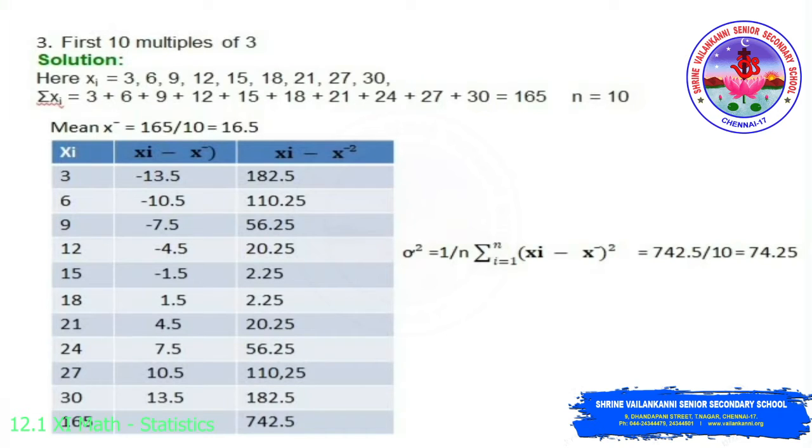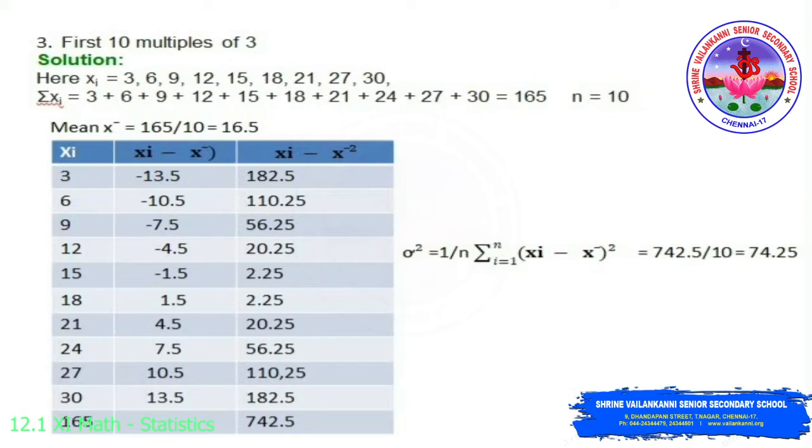165. So to find mean x bar, which is equal to sigma xi by n, which is 165 by 10, which is equal to 16.5. Now we are going to find variance using this formula, sigma square equal to 1 by n, summation i equal to 1 to n, xi minus x bar whole square. Otherwise you can use the previous formula which I used in question number 1. So here I am using this formula.